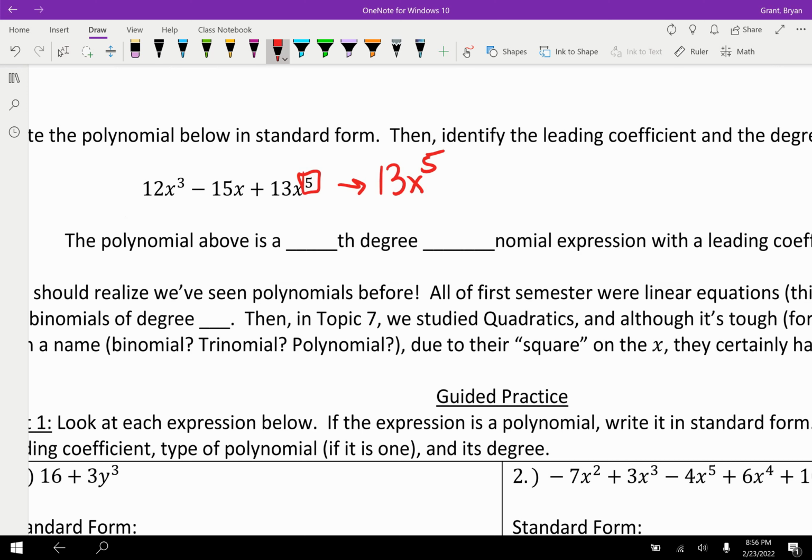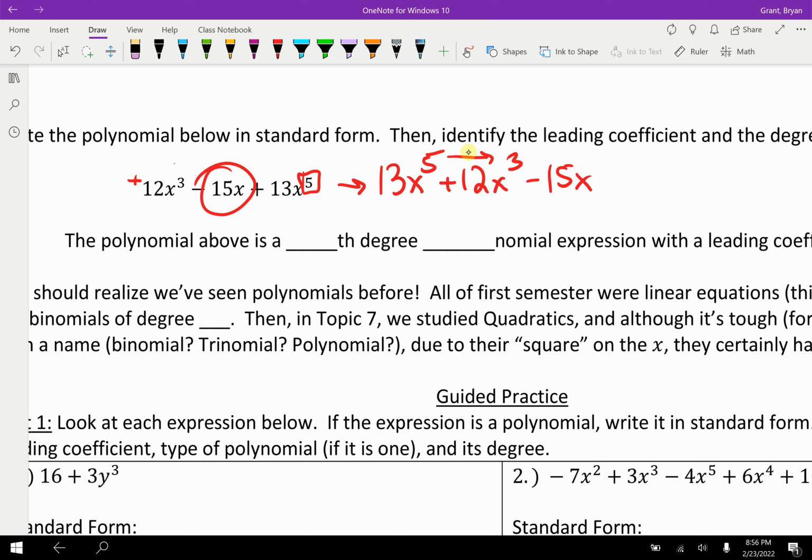Then, what goes next? Well, you have two choices between 12x cubed and negative 15x. We have to choose the next largest exponent, which is 12x cubed. 12x cubed is positive, so plus 12x cubed. And then we finish off with the smallest exponent, which is x to the first, which we don't have to write, negative 15x. This is in standard form because our exponents go largest to smallest.